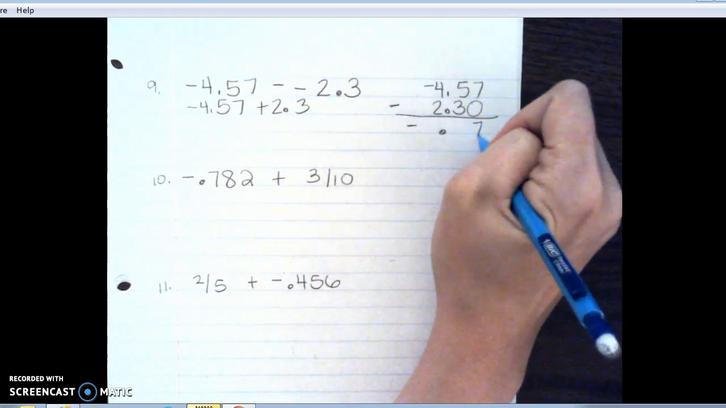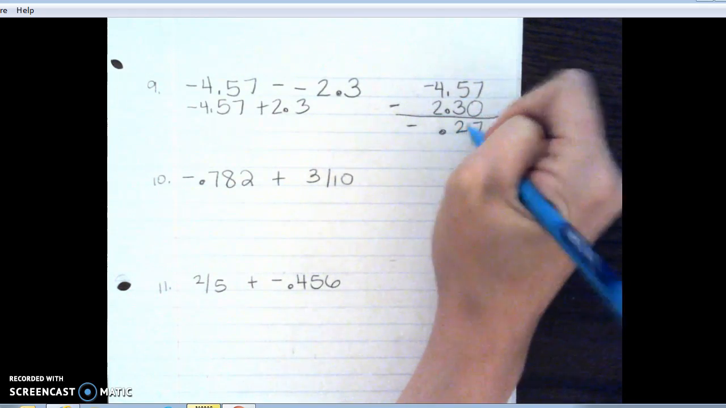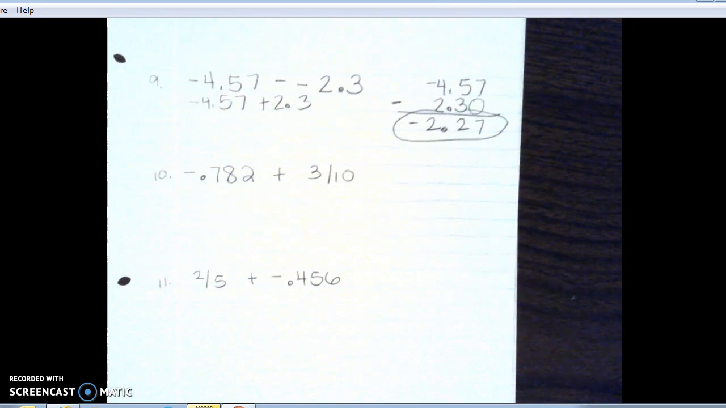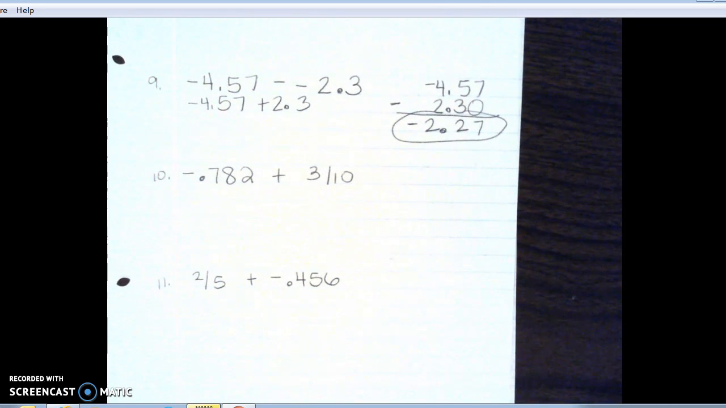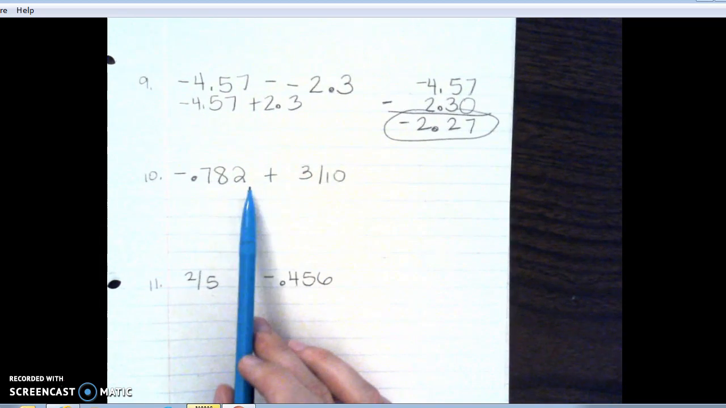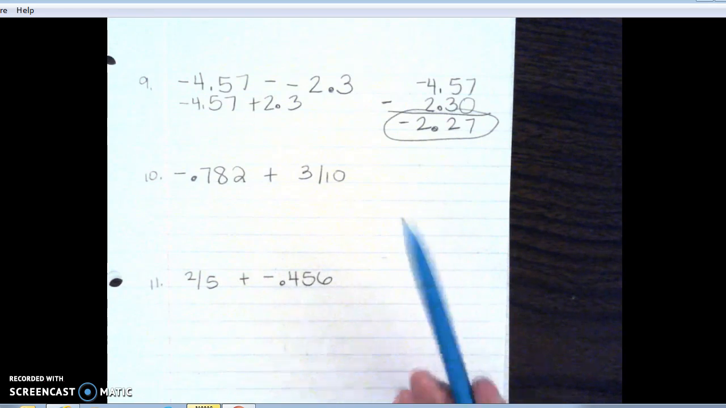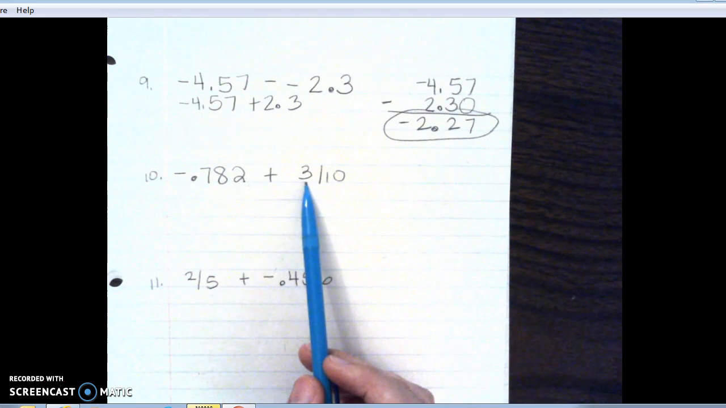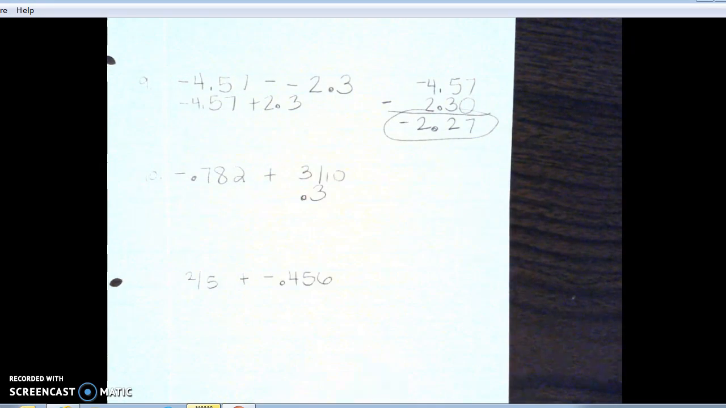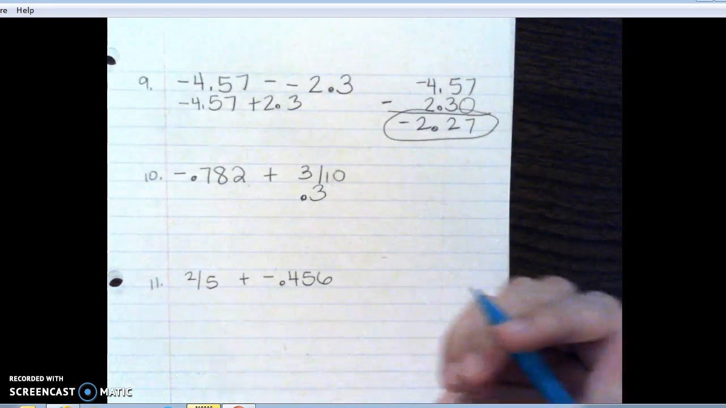7 minus 0 is 7. 5 minus 3 is 2. 4 minus 2 is 2, so your final answer should have been negative 2 and 27 hundredths. On the next one, I want to change them both to the same form. So I can write this as a decimal, or I can write this as a fraction. Remember, decimals are easier. So hopefully you know that 3/10 is the same thing as 0.3. But if you didn't, you could have divided.